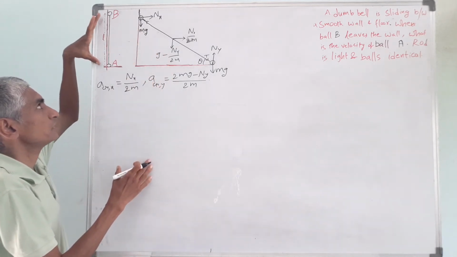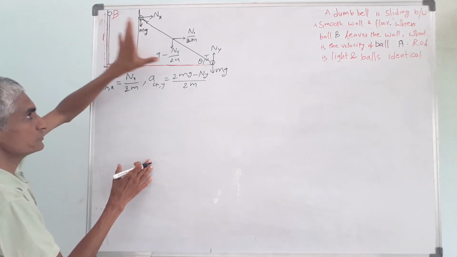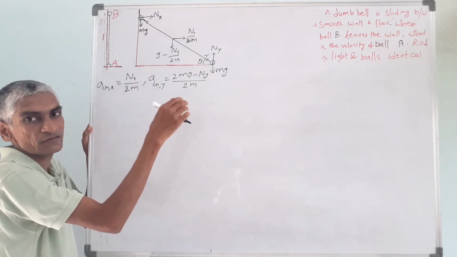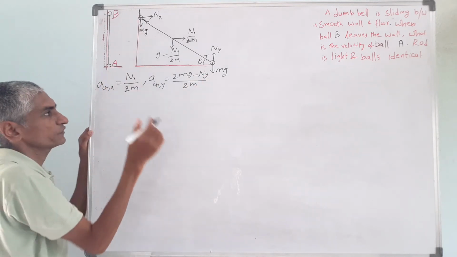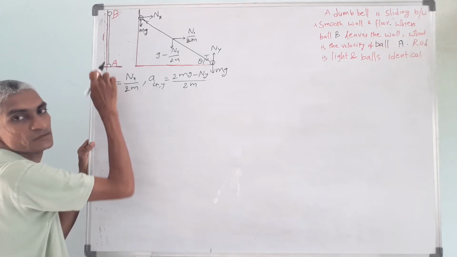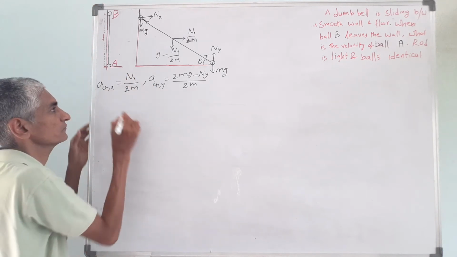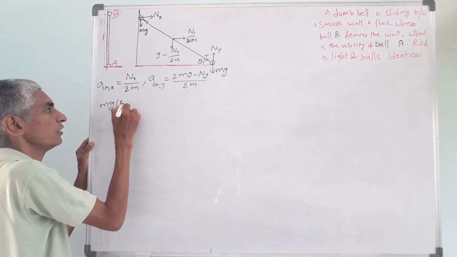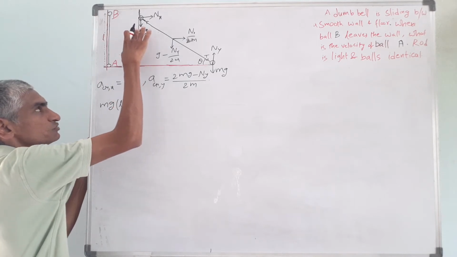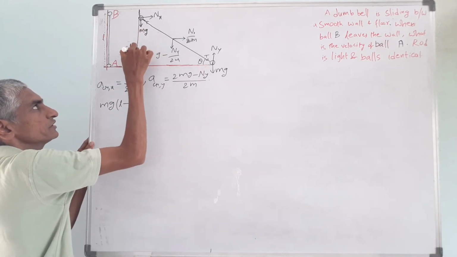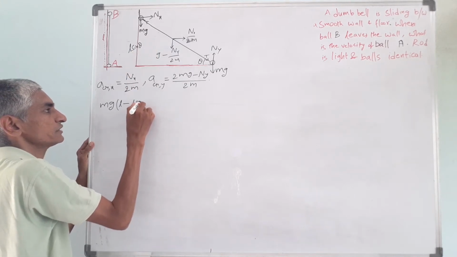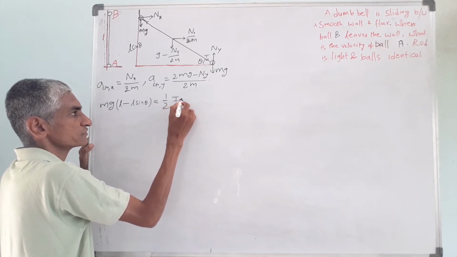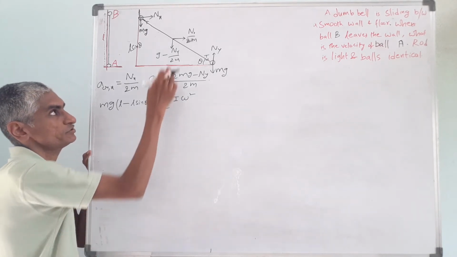Initially, rod is like this. Now rod is like this. For this ball there is no change in potential energy as it is moving in the same horizontal level. Only this ball is falling. So the decrease in the potential energy of the system means that of this ball. I am writing mg into the fall of this ball, which is L minus, what is the value of this? Opposite side is L sin theta. L minus L sin theta is equal to half I omega square, I am writing, the kinetic energy of the system.